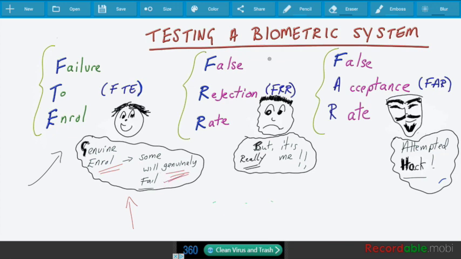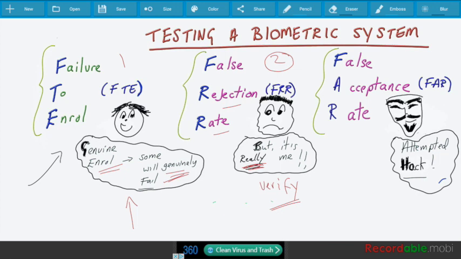Now, the second one here, this is the false rejection rate. It's when it's really you. If it's really the person, they're being verified, but it's actually rejecting them falsely. So false rejection rate. We'll go into how to calculate these and do a little example in a minute.